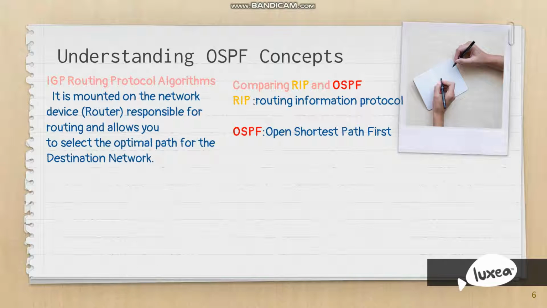So, IGP routing protocol algorithms. It is mounted on the network device, the router, responsible for routing, and it allows you to select the optimal path for the destination network. Routing refers to a process of transmitting information from one source to the destination through the network. In contrast, the term bridging is similar, but the difference is that routing occurs in the network layer, layer 3 in the OSI 7 layer model, and bridging occurs in the data link layer, which is layer 2.